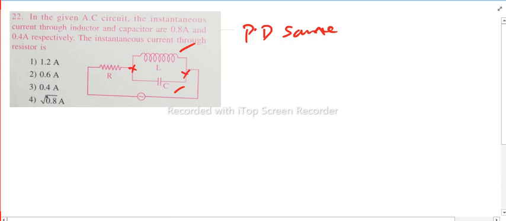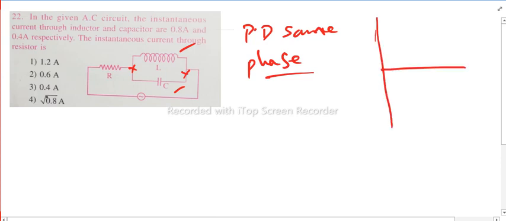Now, while doing the problems of alternating current, we have to keep in mind the phases. The phase also we have to keep in mind. So if I draw across these 2 points, let us say the voltage is VLC.